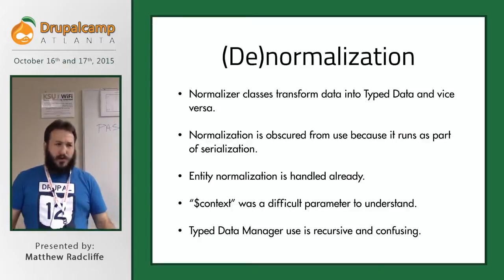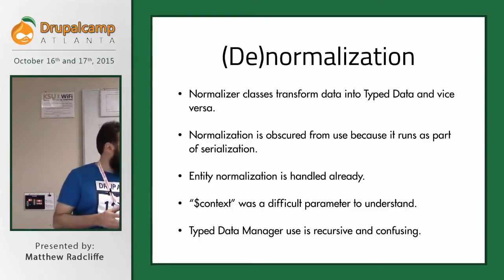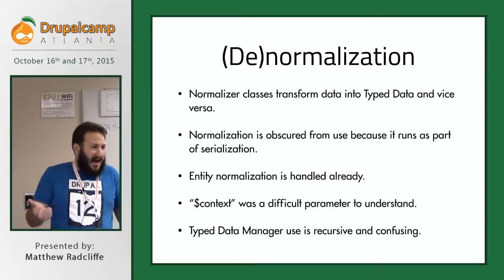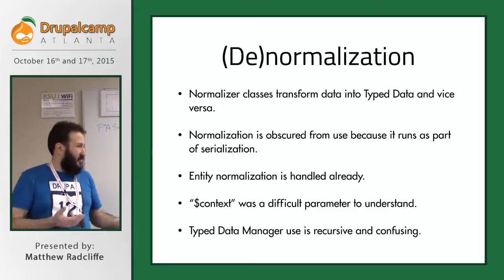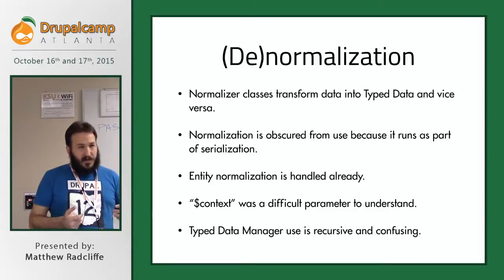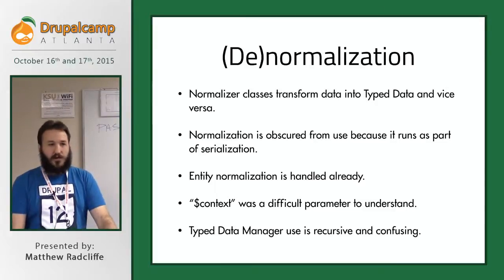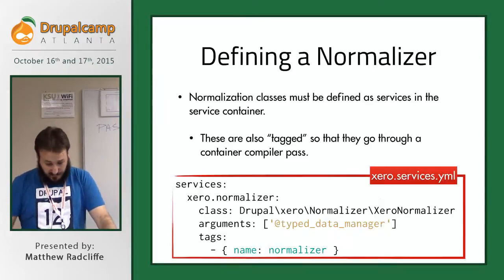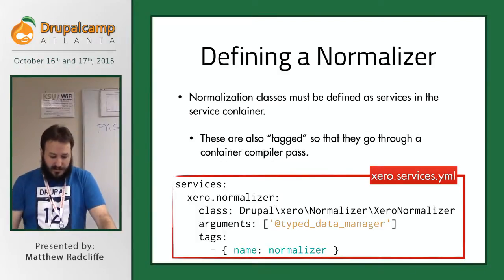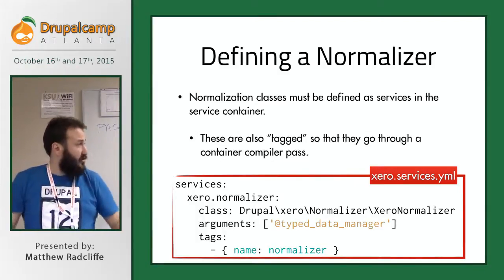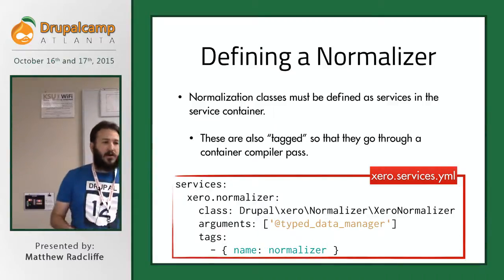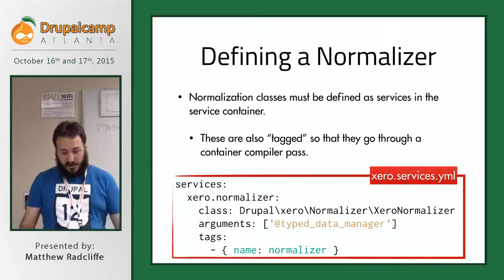The one thing that was really hard to understand about Symfony's serializer component was this parameter called context. It was an array, and I had no idea what it was. It seemed really confusing, and it's really just a catch-all for all the specific implementations. When I want to define a normalizer, normalizers are a service. They're also a tagged service, which means they get a compiler pass in the Symfony dependency injection container.